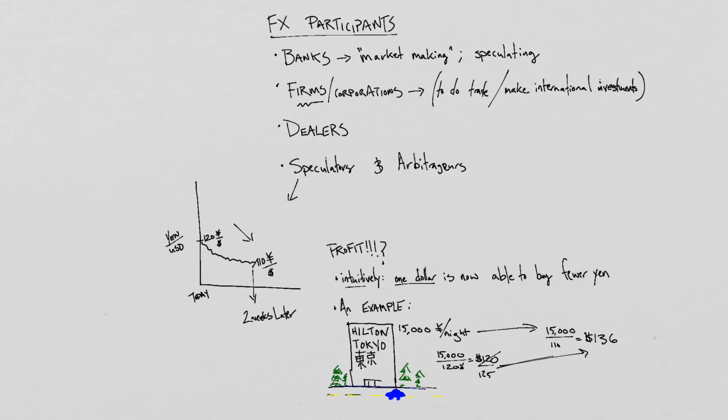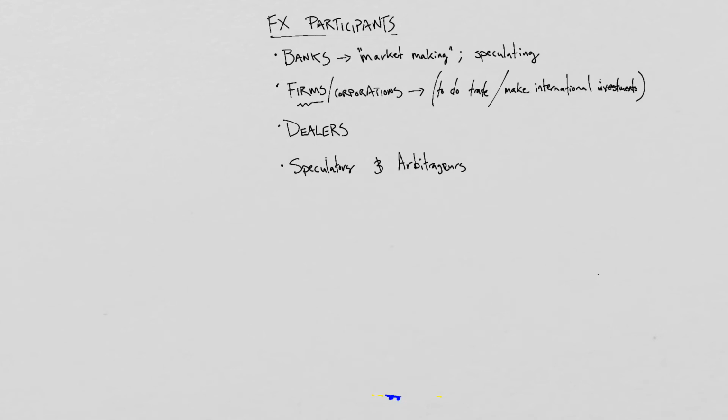But the takeaway here is that yen-denominated goods have become more expensive to a US investor. And this is the idea behind the stuff that you sometimes see in the financial media about a country weakening its currency to boost exports. But that's the idea behind speculators and how they make their money.